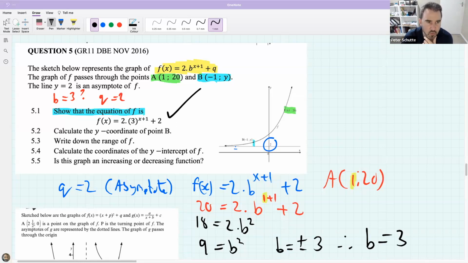Find me the y coordinate of B using the fact that you now have this equation to work with. Find me the y coordinate of B.